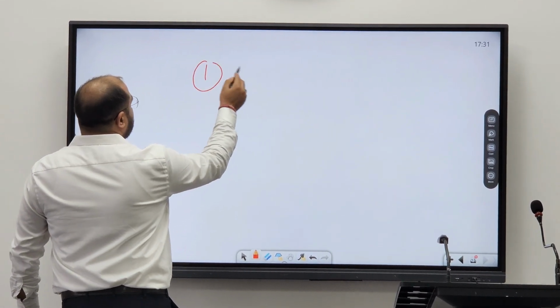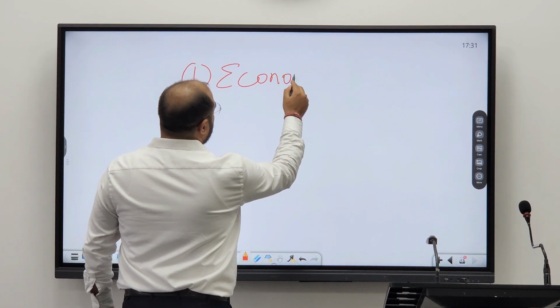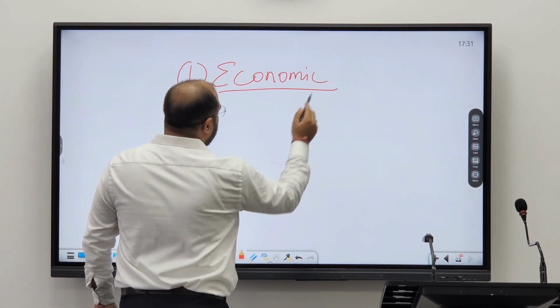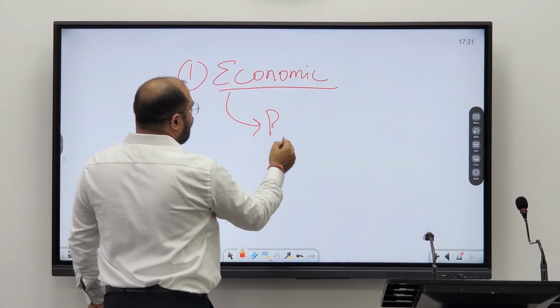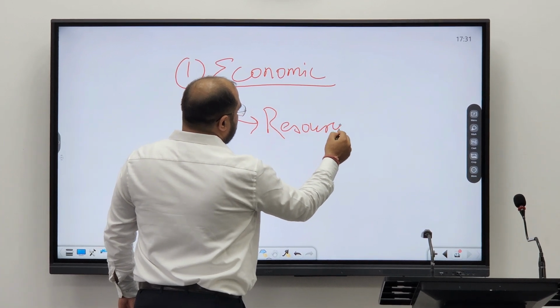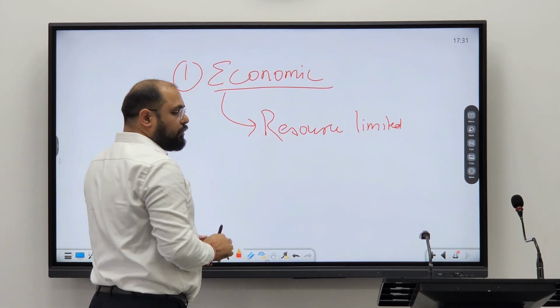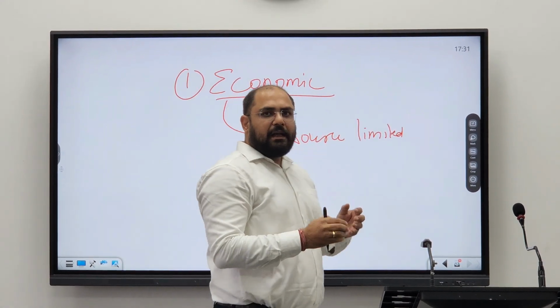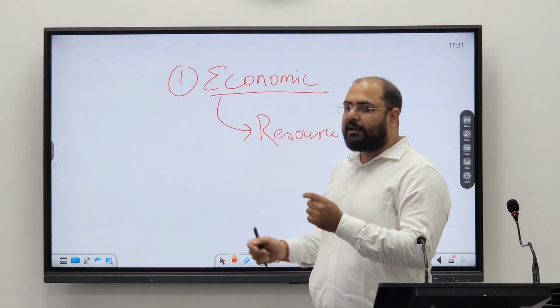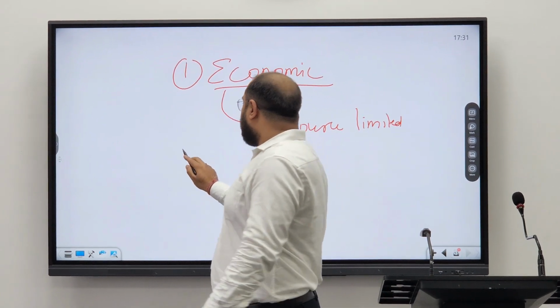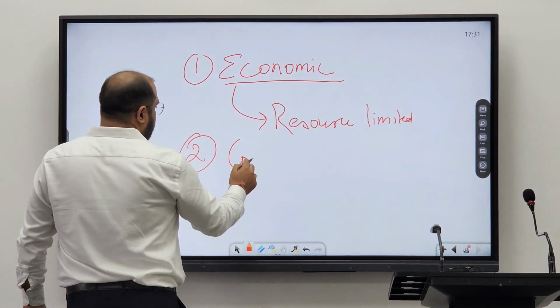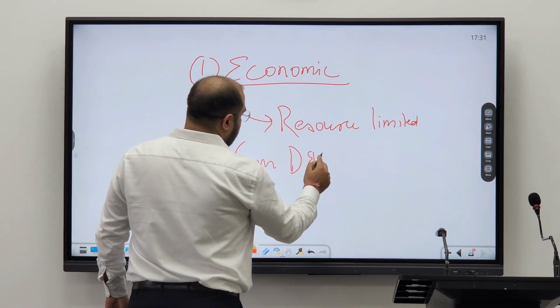So if we can summarize this, the first reason could be economic. Economic means resources were limited and there were lots of contestants. So everyone wanted the resources, and this led to the caste-based census movement and all. Then the second reason is communal politics, or you can say the divide and rule of the British.